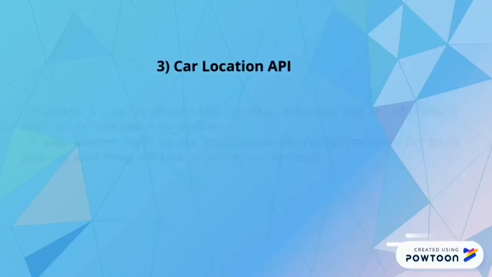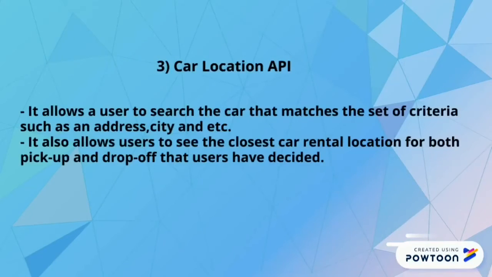The third type is the Car Location API. It allows a user to search for a car that matches a set of criteria such as an address, city, etc. It also allows users to see the closest car rental location for both pickup and drop-off that users have decided.